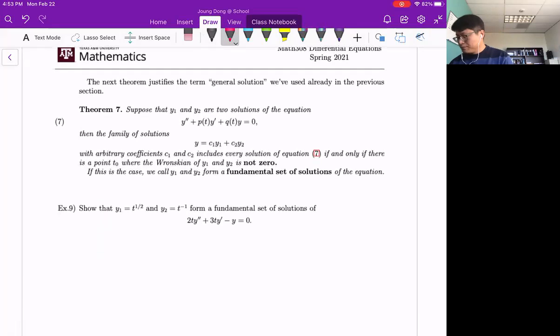Here we go. If the Wronskian is not equal to 0, then y1 and y2 form a fundamental set of solutions. Is it okay? That is the meaning of theorem number 7. Is that clear?